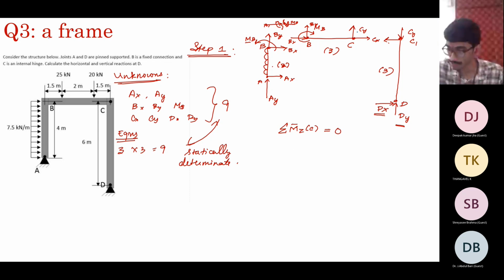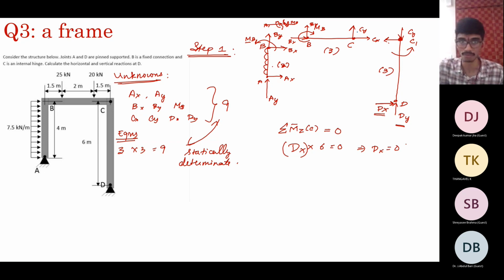Dy acts through the same line, so the lever arm of dy is 0. Cy and Cx act through the same point, so they also have a lever arm of 0, so they will not contribute to moment. So the only component that contributes is dx. So it creates a counterclockwise moment about C. So what you get is dx into 6 equal to 0, which means dx equal to 0.